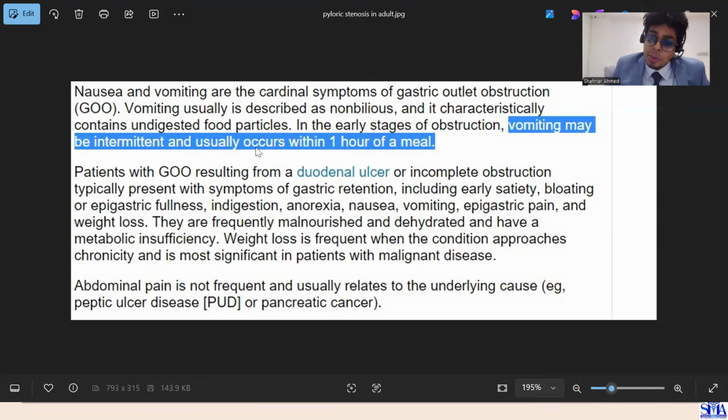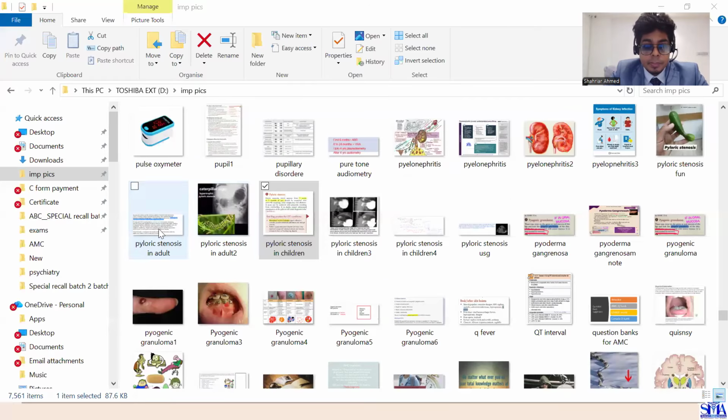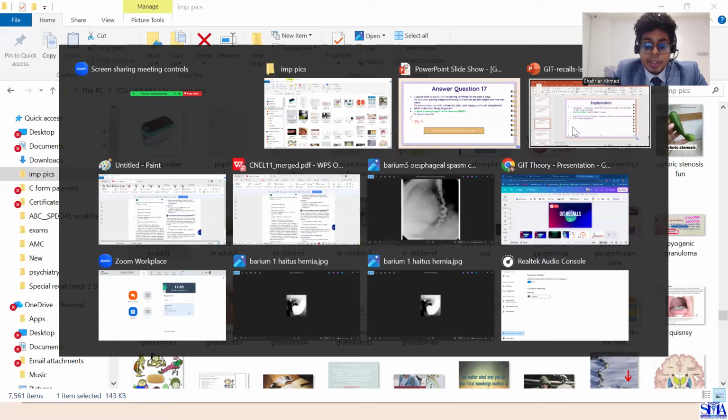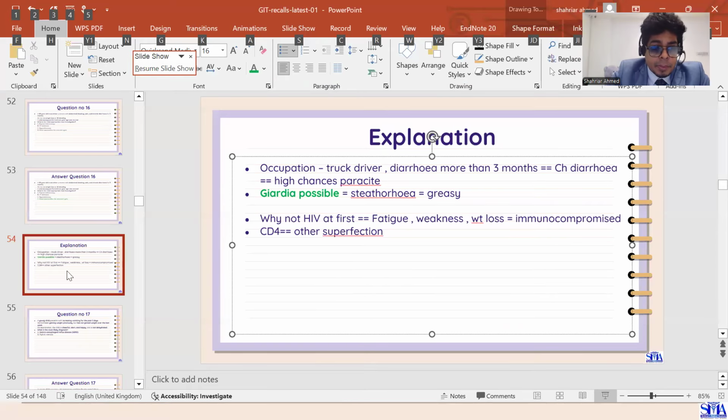It used to be a question in the past. Previously, we used to teach that one. We removed that as a question because it's no longer coming as much. But vomiting may be intermittent and usually occurs within 1 hour of a meal. This is important.